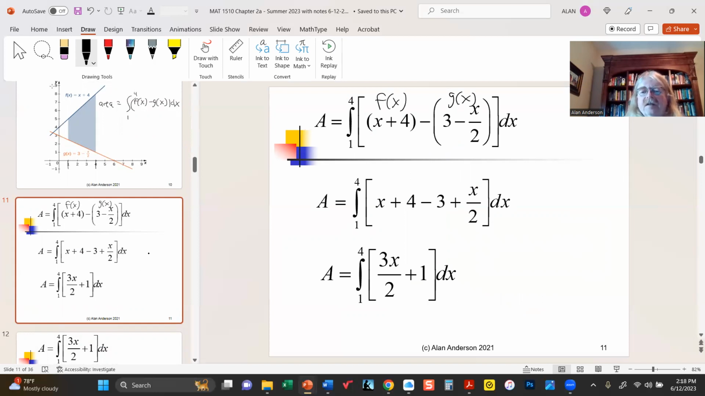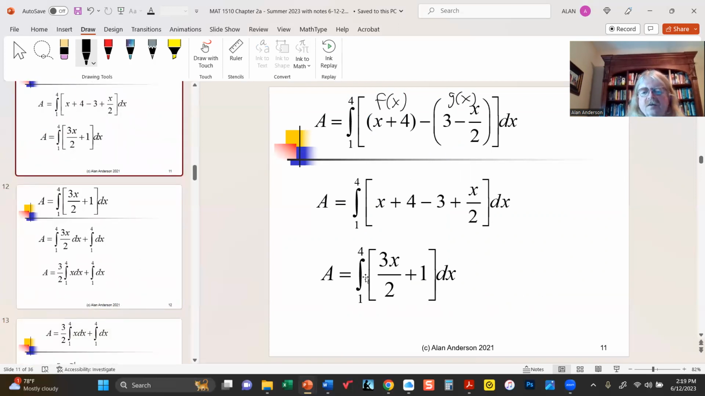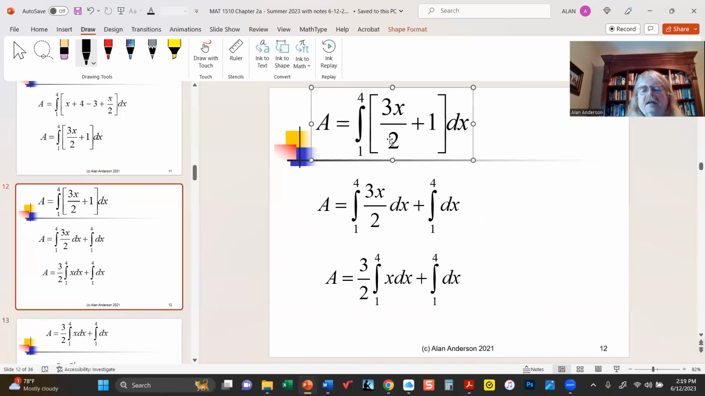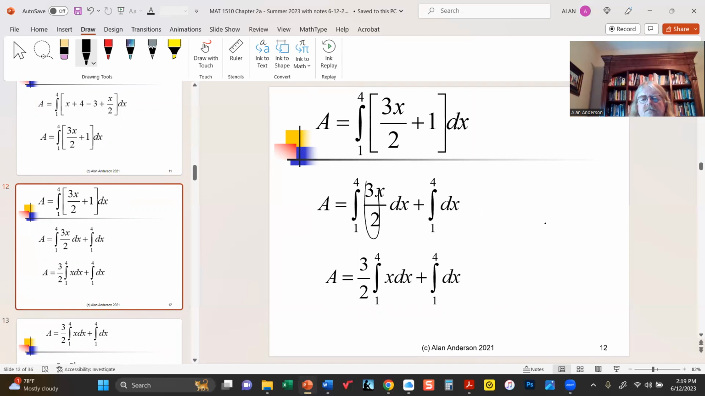And so I dropped the parentheses, and I ended up with this expression, 3x over 2 plus 1 integrated between 1 and 4. So we can simplify that just a little bit more. Let me show you what's on the next slide. Okay, I've repeated this result here. So I've broken it up into 2 integrals, and I've moved the constant 3/2 outside. And now this will be easier to deal with.